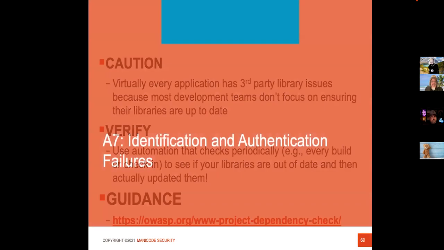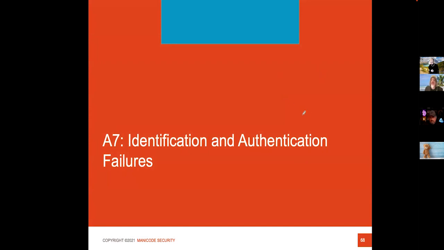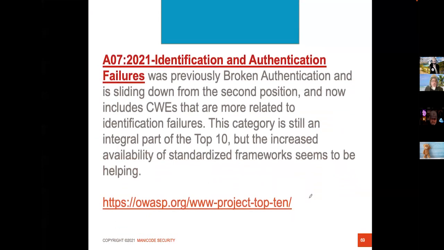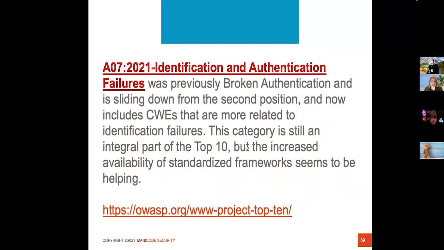So let's move on. A7, Mark Cohen, identification and authentication failures. Mark, this is a huge, ginormous topic. It's still an integral part of the OWASP Top 10. It went from 2nd place to 7th place. Why are we saying that authentication is less severe an issue? It's because we have standard frameworks and we also have identity providers, so we're offloading the problem to other entities.